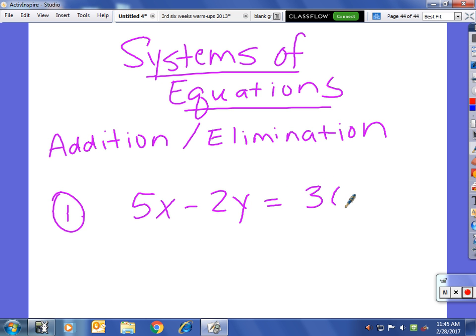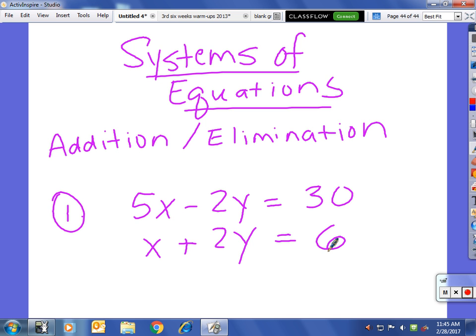5x minus 2y equals 30. X plus 2y equals 6. Why is this a system of equations, first of all? Because there's more than one equation. And we're looking for what? The solution, which means what? Where they intersect. The one point that they share in common.